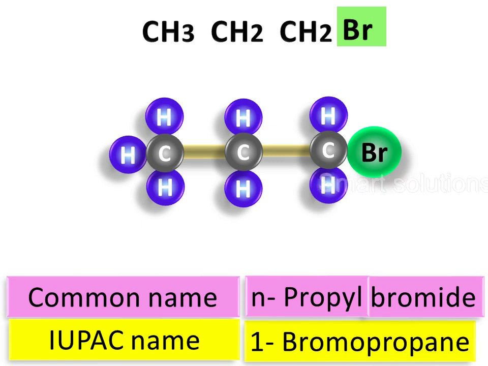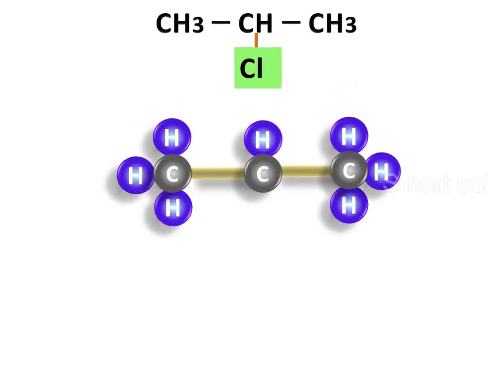IUPAC name is 1-bromopropane. Propyl or propane contains 3 carbon atoms and 8 hydrogen atoms.